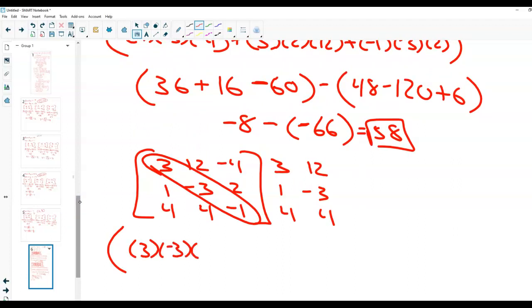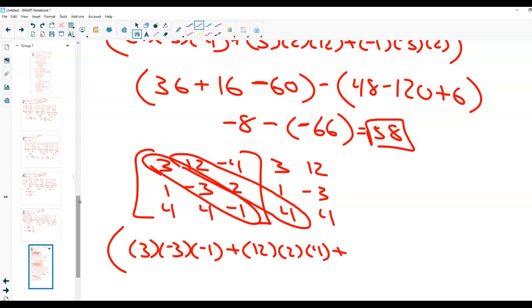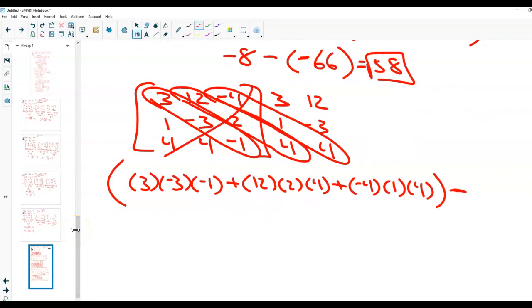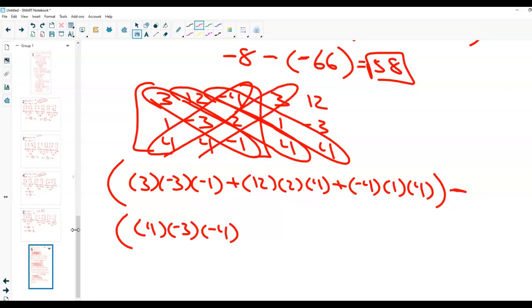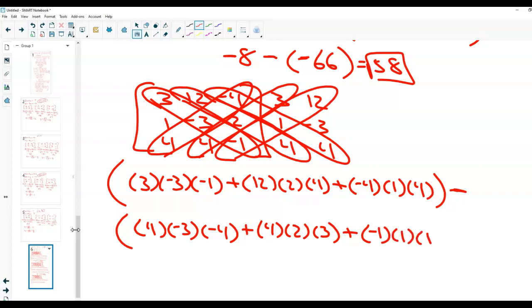Three times negative 3 times negative 1 plus 12 times 2 times 4 plus negative 4 times 1 times 4 minus 4 times negative 3 times negative 4 plus 4 times 2 times 3 plus negative 1 times 1 times 12.